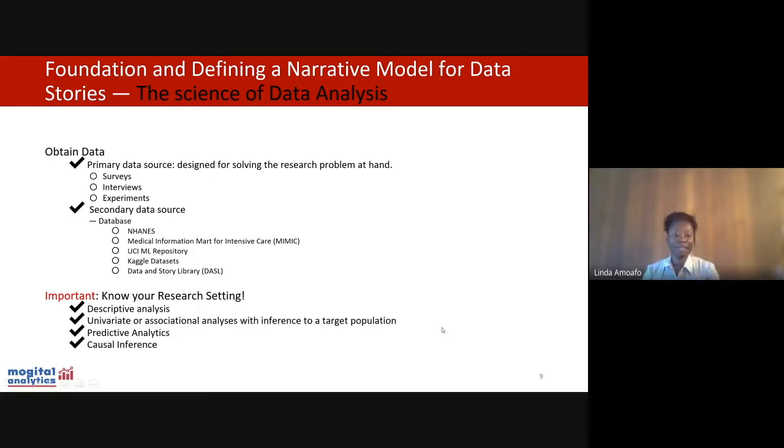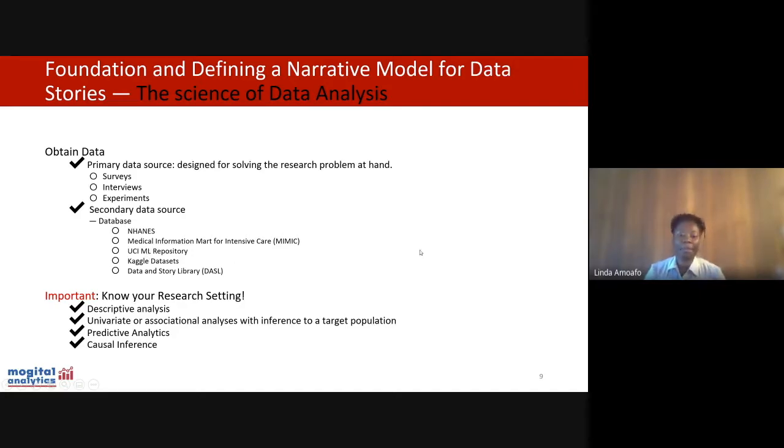Whereas for the secondary data source, mostly we get it from databases. Here are some free databases that you could get data from to help you with your analysis, which I've listed here. We have the National Health and Nutrition Examination Survey, popularly known as NHANES. This survey is still ongoing. They are still collecting data as of now. So it's good and it's free. You could use it for any medical analysis that you want.